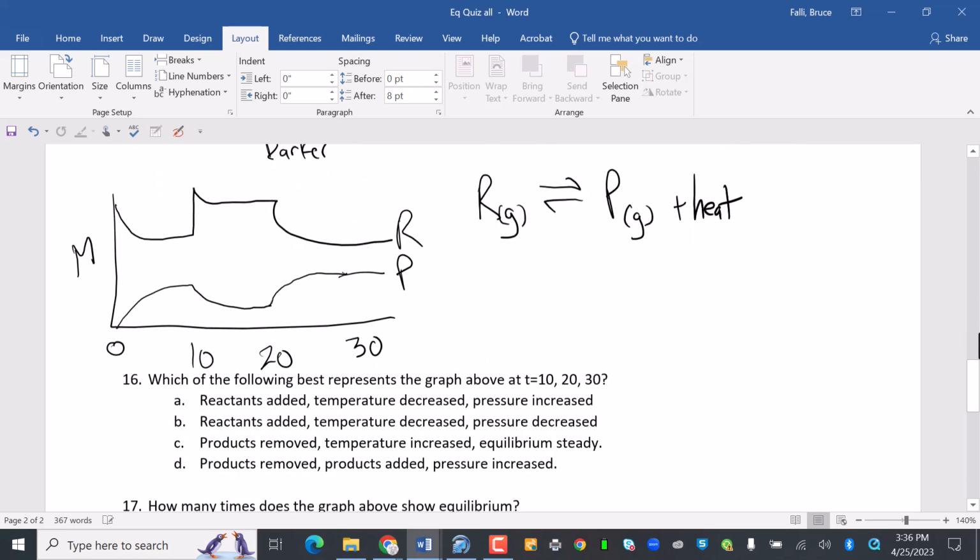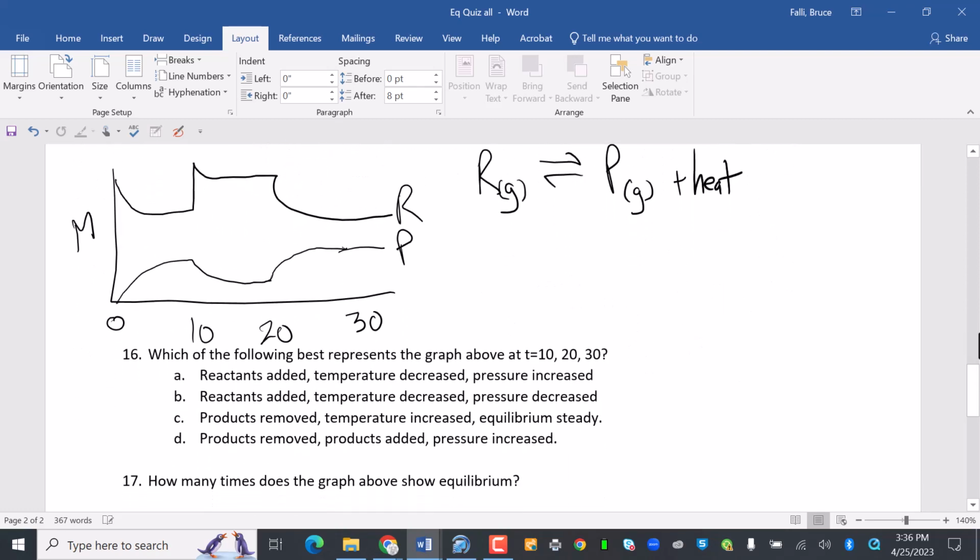All right, the curvy graphs. Which of the following best represents the graph at t equals 10? So at 10, I added, notice how this is the reactant. This is the product. So I added a reactant. Here, if the temperature was decreased, that would have it shift to the right. So removing heat would shift to the right, and my reactant would go down.